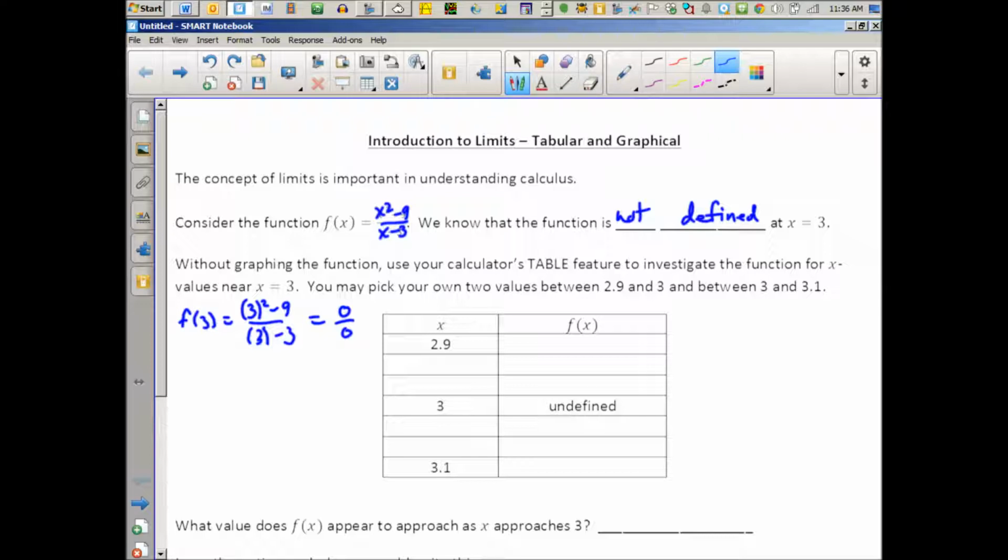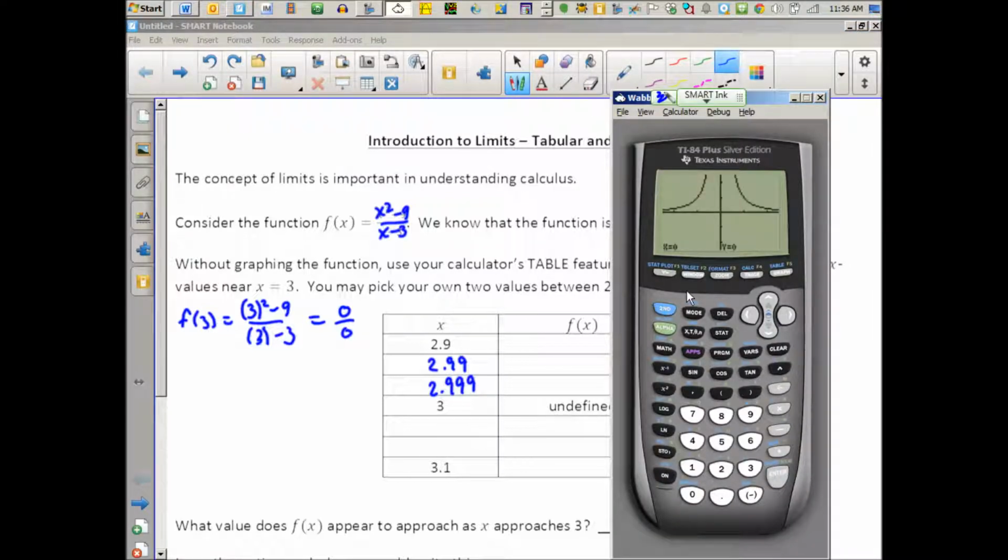Okay? So what I'd like to do now is just play around with our calculator for a few minutes, studying the numbers near 3. So maybe we could use 2.9, 2.99, and maybe something even closer to 3, maybe 2.999. And we'll just use our calculator to investigate what the function is doing near 3. Okay? So let's get out our calculators, turn them on, go to y equals. You can see I have an old function in here. Clear that out. Okay, I need to type x squared minus 9 in parentheses, divided by x minus 3 in parentheses.